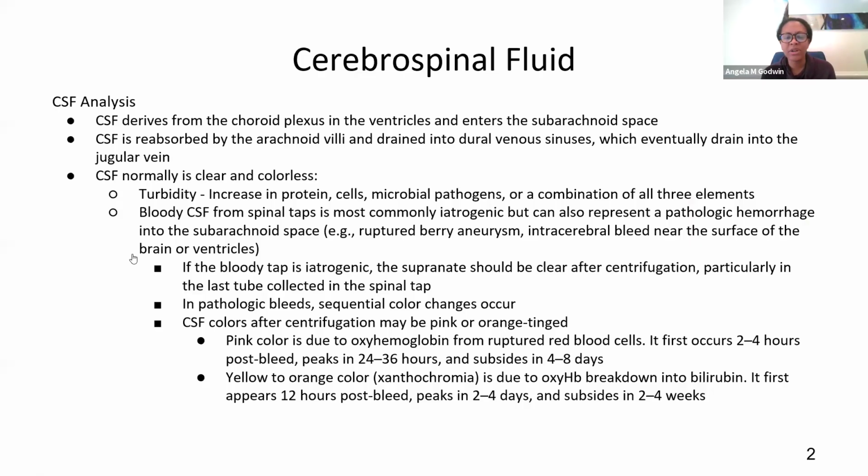I'm going to show you a picture later of the actual brain and where the cerebrospinal fluid is created. It's within the choroid plexus, which are within the ventricles. You have 4 ventricles within your brain. And from there, cerebrospinal fluid enters the subarachnoid space. It goes down towards your spinal cord and is reabsorbed within the arachnoid villi. And then it's drained. This becomes a cycle back into the jugular veins and so forth.